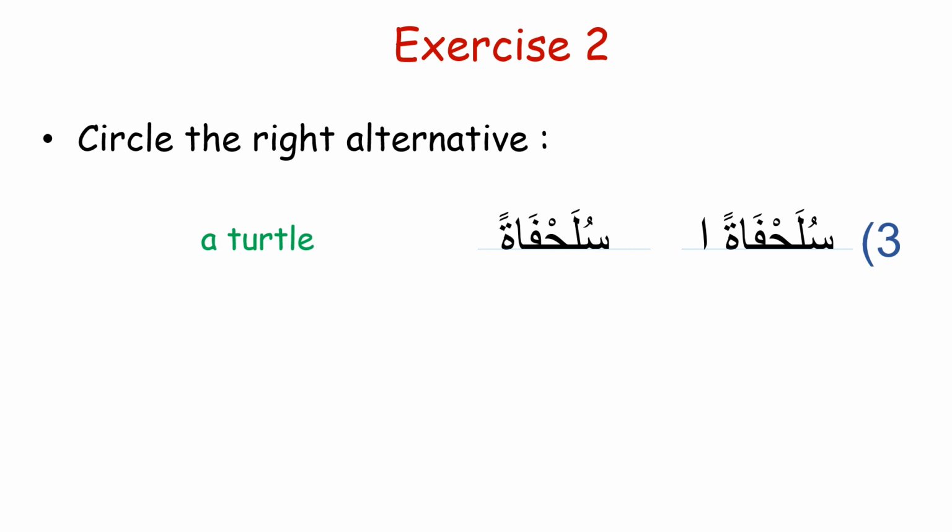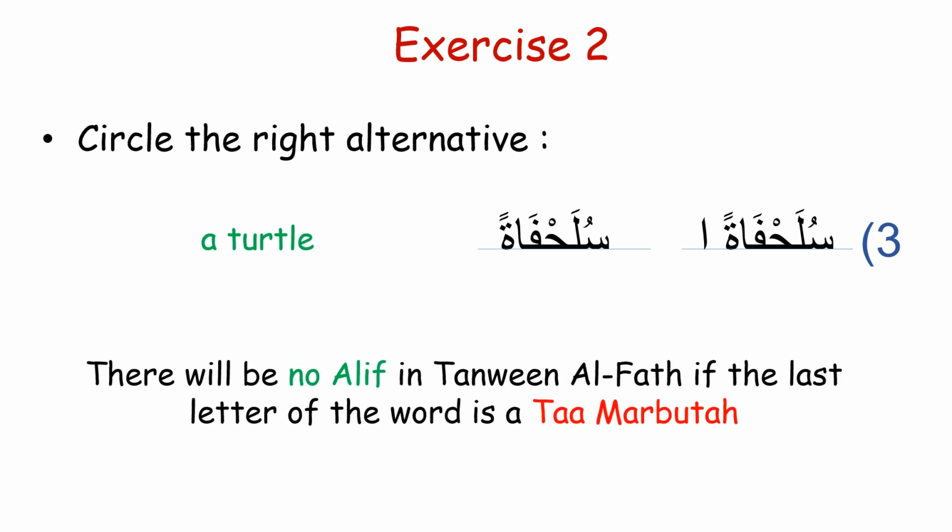Moving on to our second to last couple. As you can see, this is another example with تا مربوطة. The only difference is the spelling of تا مربوطة. For more details about the spelling, please go back to our lesson Joining Arabic Letters Easily number 4. The link will be on the screen. Now, it's obvious that we are going to get back to our first exception. And since there is no alif in تنوين الفتح when the last letter of the word is a تا مربوطة, the correct option is the second one.